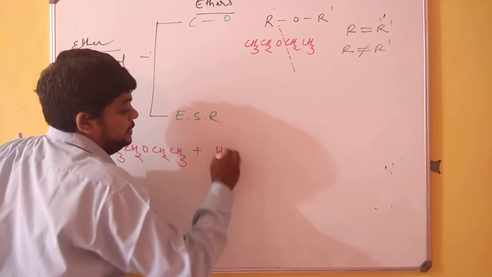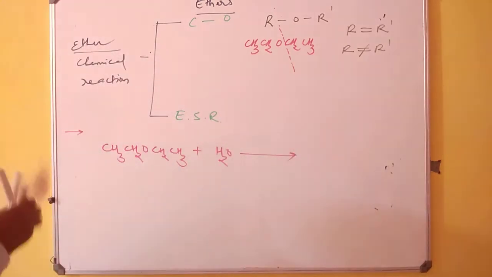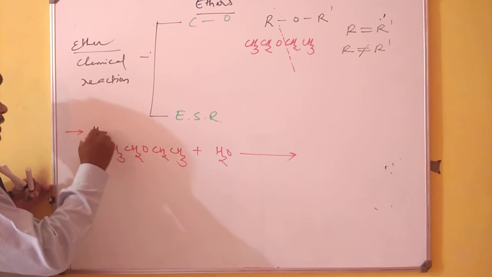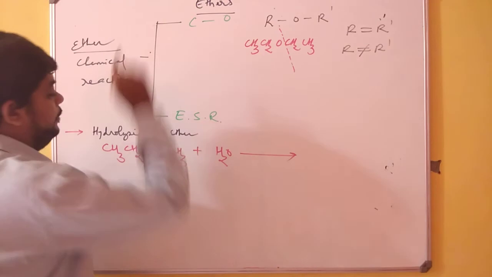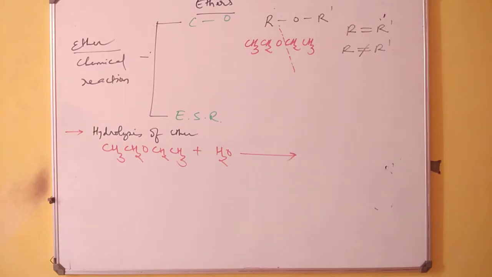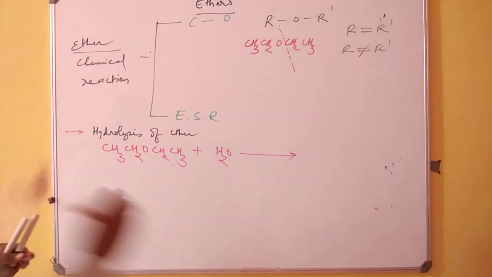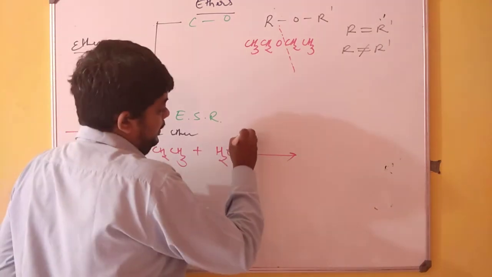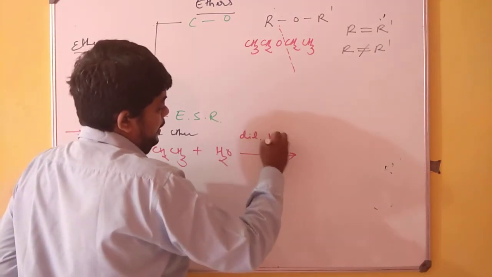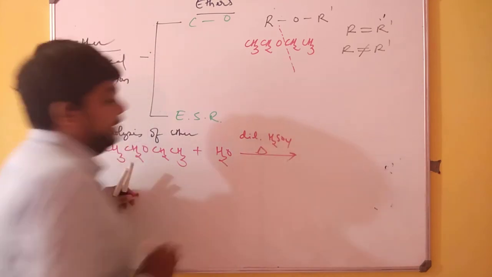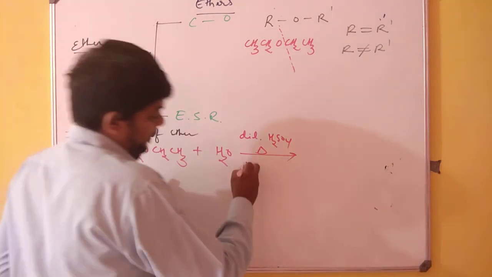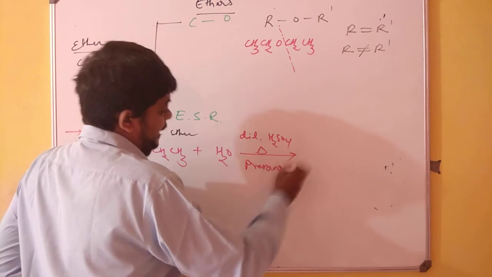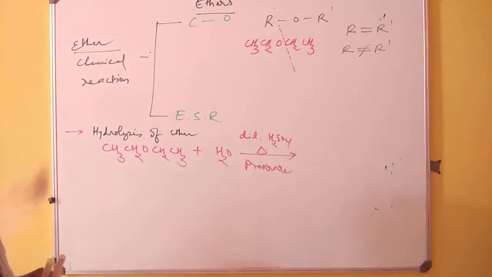We can coin it as hydrolysis of ether. We are trying to add a water molecule to a molecule of ether, and when we do this, we always use diluted H2SO4 and heat it. See friends, whenever we use diluted H2SO4 and heat it, it has to be heated under pressure, as ethers have a very low boiling point.